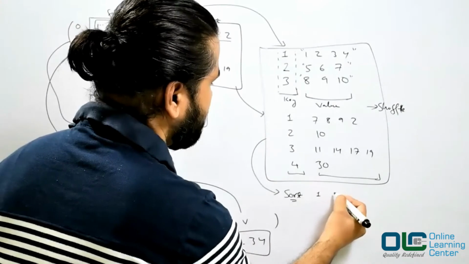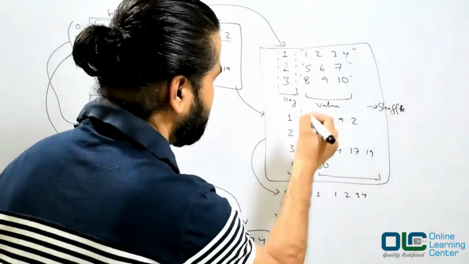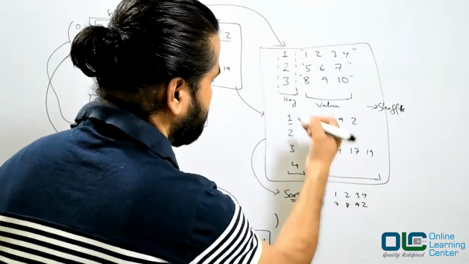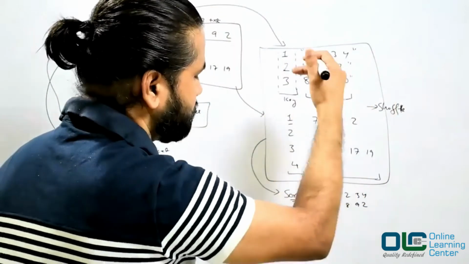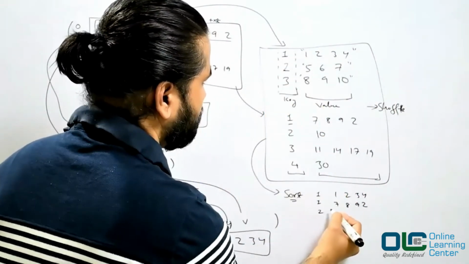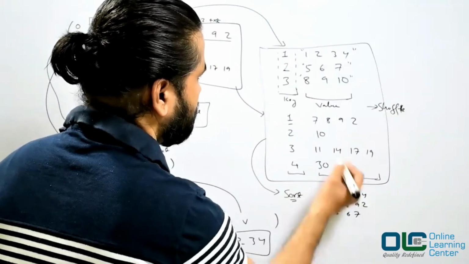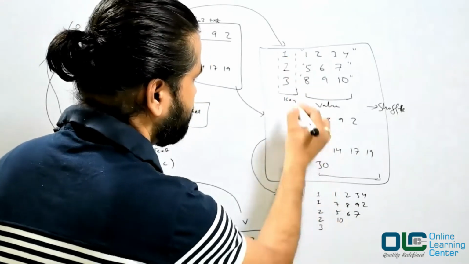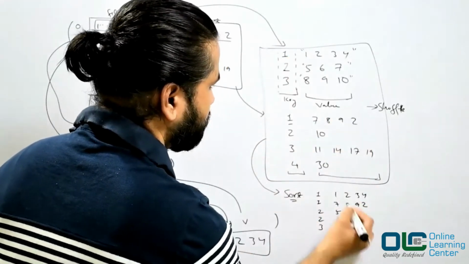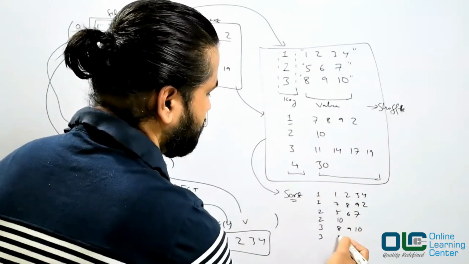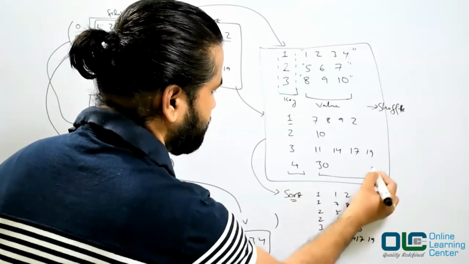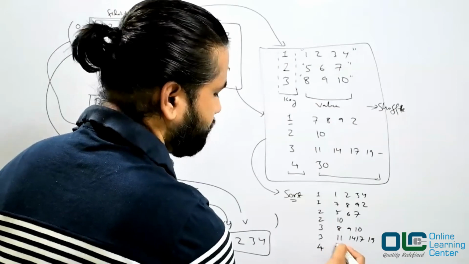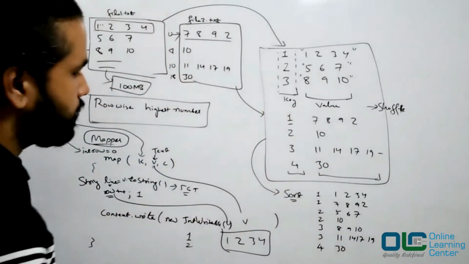So I'll say 1. I'll write a little small, 1 2 3 4. Again, I'll get another one, 7 8 9 2. Is there any more 1? No. If you have many more 1s, then those will also come. Then 2, and you'll say 5 6 7. Again, any 2? Yes. 10. Again, any 2? No. Now 3 8 9 10, and 3 11 14 17 19. Again, any more 3? No. 4 1 4, and that's 30. So this is what we are going to get after your sort phase.